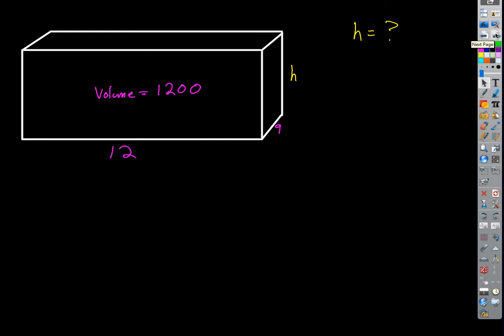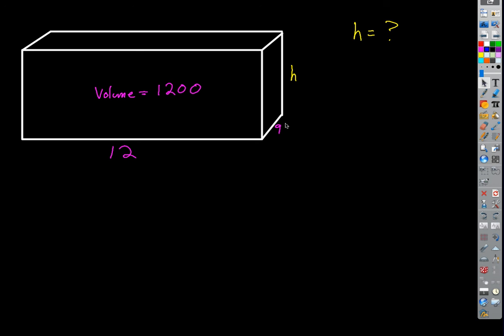Let's take a look at an example here. I gave you this problem. I told you that the volume of this rectangular prism, so it's kind of a box, is 1,200. We don't even care about the units. The width is 12. The depth is 9, but we don't know the height. That's what we're trying to find. How could I do that?